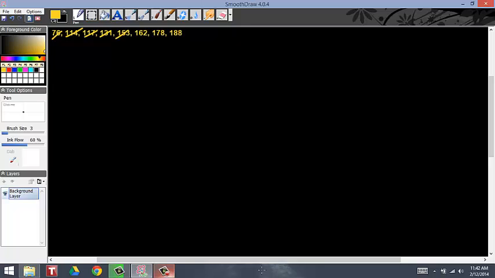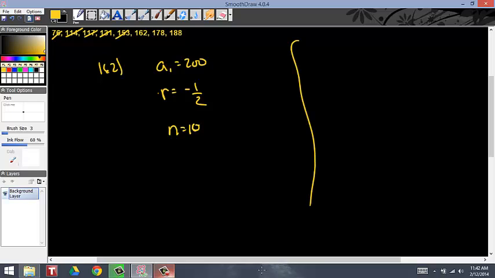Where are we? Find the nth term of the geometric sequence. So, 162 says a sub 1 equals 200, r equals negative 1/2, and n equals 10. We need a formula for this. We need the sequence formula for a geometric sequence. So it's going to be a sub n equals a sub 1 times r to the n minus 1.